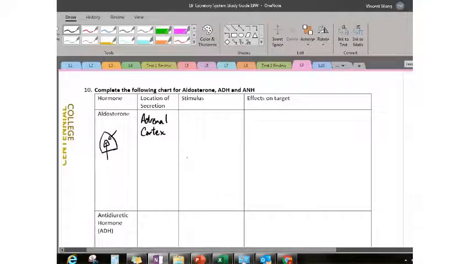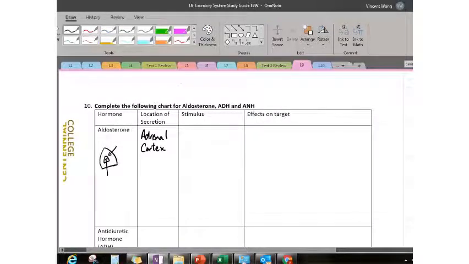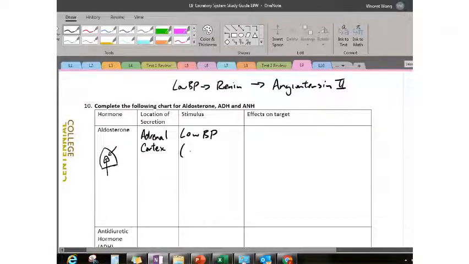The stimulus would be the trigger for releasing the aldosterone. So in the RAS video, low blood pressure will trigger the release of renin, which then leads to the release of angiotensinogen, which then gets converted into angiotensin 2. Then you would release the aldosterone from the adrenal cortex. But for simplicity's sake, the ultimate stimulus for the release of aldosterone is basically low blood pressure. And again, this could be caused by things like blood loss or dehydration. These are common causes of low blood pressure.